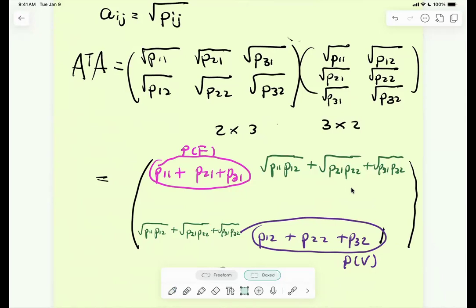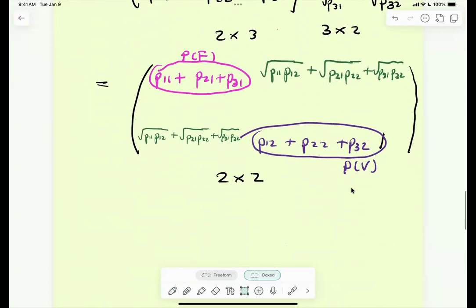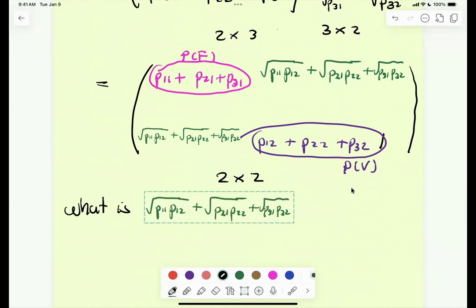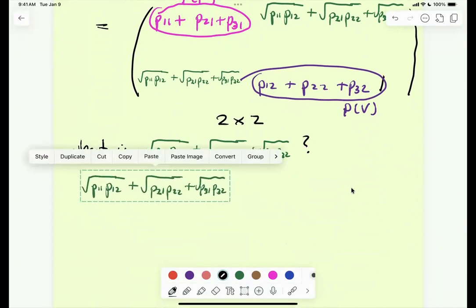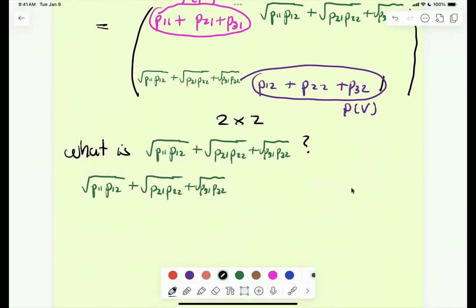So let me switch to a more general notation. The question is, let's try to think about what this quantity is. Here's where the sum notation is actually a bit more useful. So let me write it as a sum, okay?